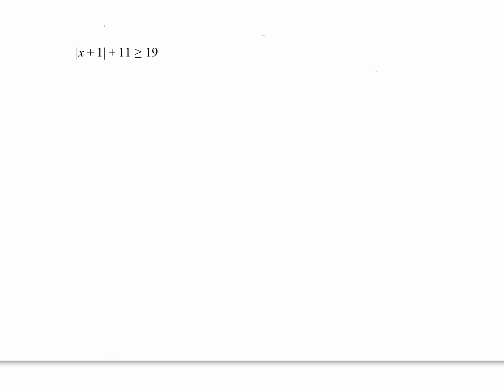And for our last example, we have a little bit of work to do before we set up two inequalities. Because the absolute value is not by itself, as always, we're going to get it by itself first, subtracting 11. The absolute value of x plus 1 is greater than or equal to 8. Now, set up the two different inequalities.